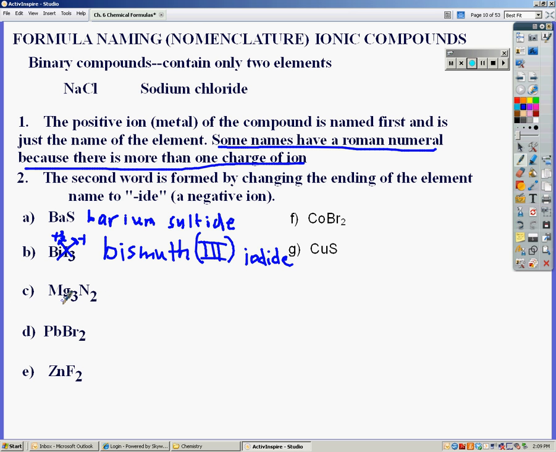Okay, and if we look at C, then Mg stands for magnesium, which doesn't have more than 1 charge. It only can form a +2 ion. So we don't do the Roman numeral here. It's going to look more like number or letter A. And then, so that's magnesium. Its name doesn't change. However, nitrogen becomes nitride.